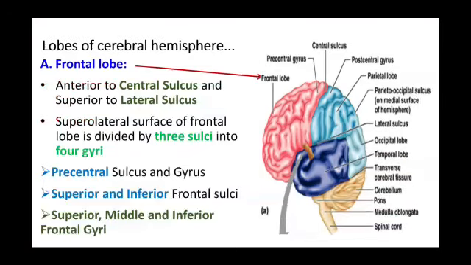So coming to the frontal lobe, this is placed anterior to the central sulcus and superior to the lateral sulcus. On the superolateral surface of the frontal lobe, it is divided by three sulci and we have four gyri. So precentral sulcus with its gyrus, superior and inferior frontal sulcus with the superior, middle and inferior frontal gyrus.